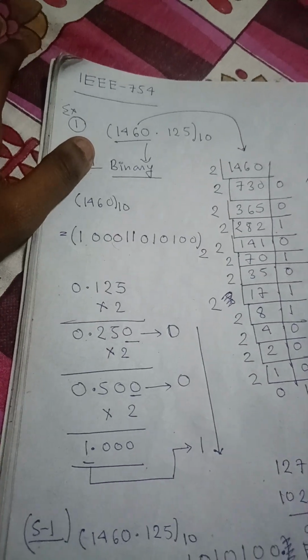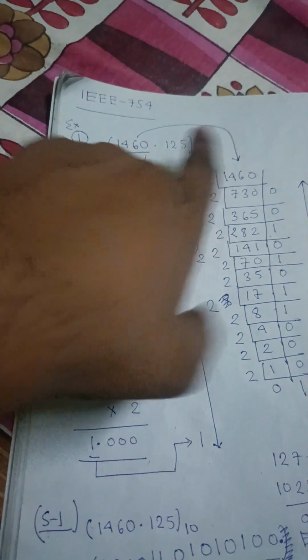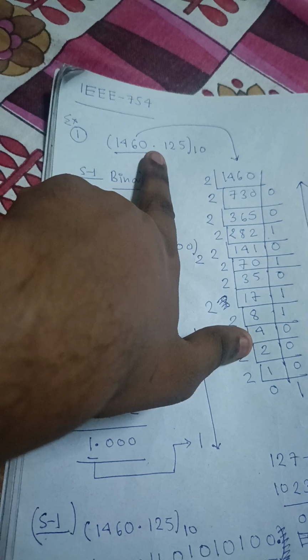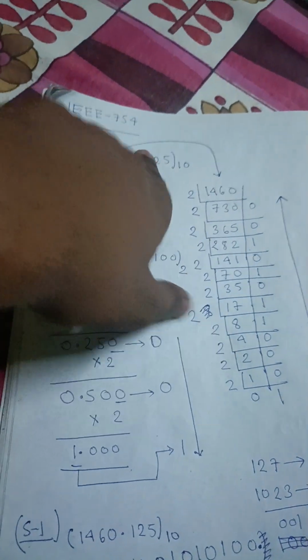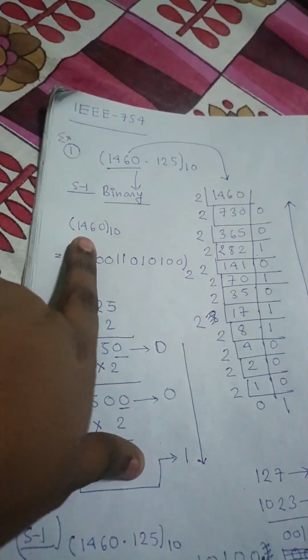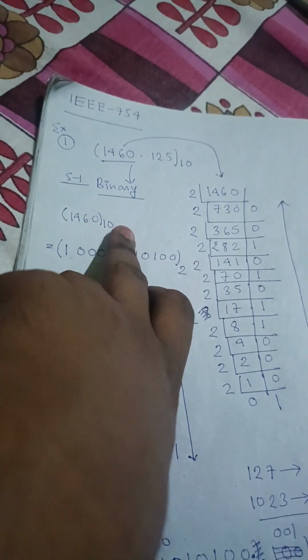So the first step we have to do is differentiate the numbers that are before the point and after the point. First we calculate the part before the point, then we calculate the numbers after the point, and then we add them. Okay, so first we see the number before the point. Let's handle that.